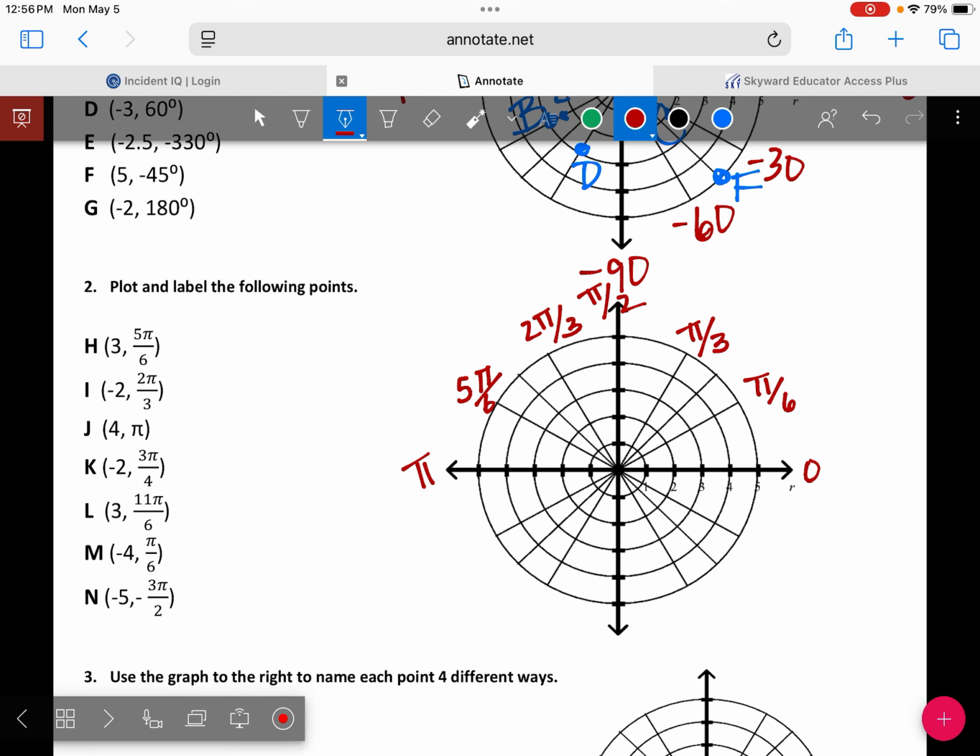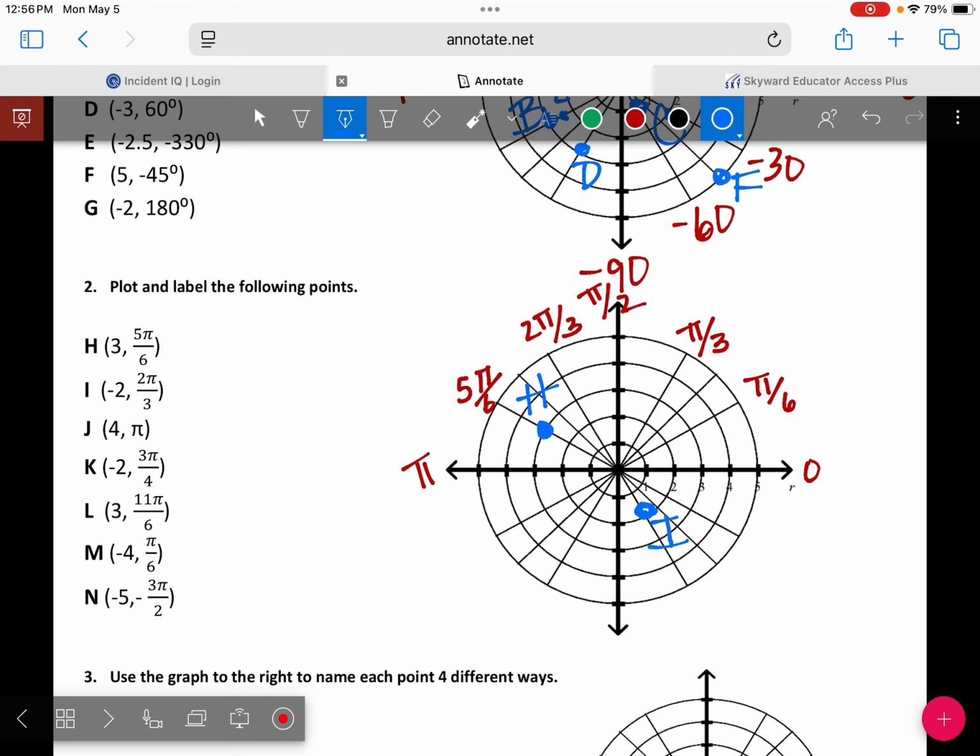So my first point says 3, 5 pi over 6. So 5 pi over 6 is right here. And I'm going to go forward 1, 2, 3. So I'm going to land right here. This is point H. Point I, positive 2 pi over 3. But I'm going to count backwards because it's negative 1, 2. I'm going to land right here. That's I.